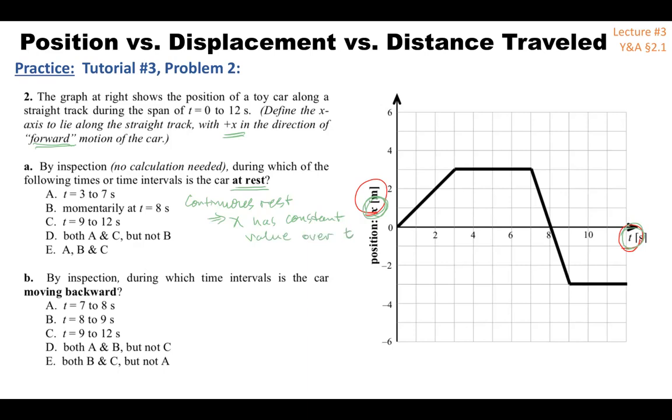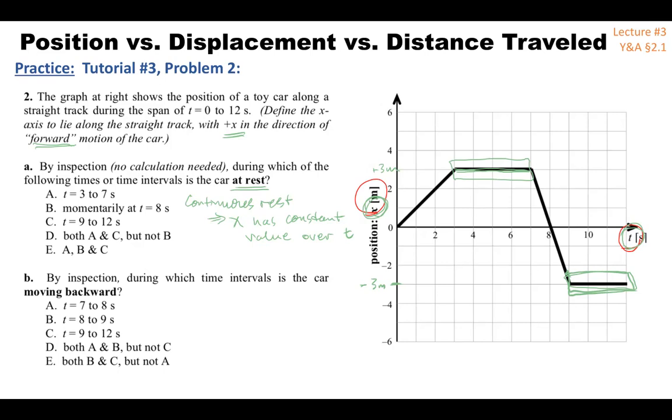So do you recognize any locations on this graph where that's true? It looks to me like that would be this segment right here, where the car's position remains parked at positive 3 meters. Notice how the car just sits at positive 3 meters for a full 4 seconds. And then, anywhere else? It looks like there's another segment of the graph down here where the car remains parked at negative 3 meters. Okay? So in both of those segments, the car is just sitting motionless at a particular position.